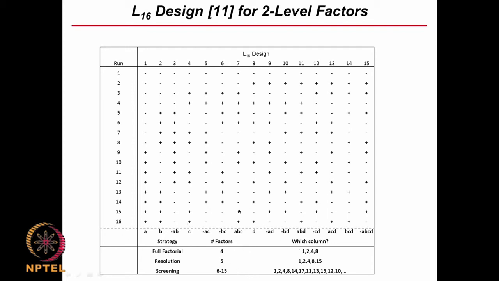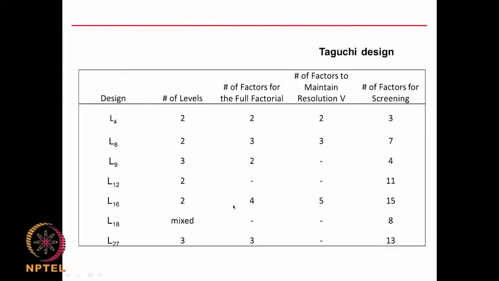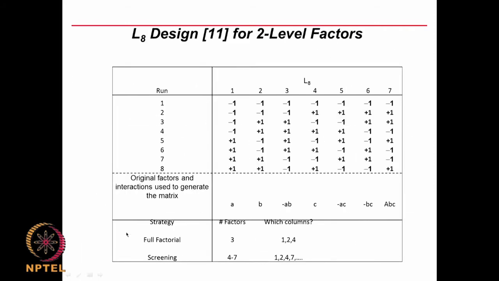It's a full factorial. For the full factorial of 4, I can go up to 5 factors and maintain resolution 5. If I want to do a screening design, I can go up to 15, just like your Plackett-Burman experiment. And then there are L18 designs, that means 18 experiments, 27 experiments and so on actually.